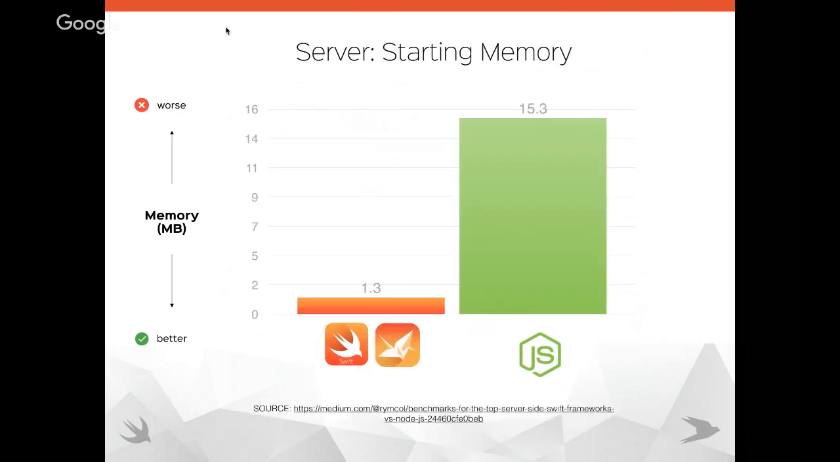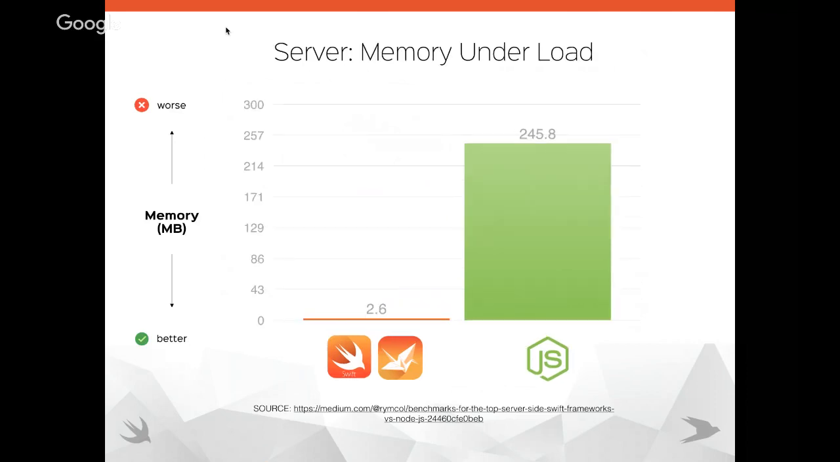Starting memory. Once again, this is taken from Ryan Collins' studies. Node.js, having exactly the same application effectively built in Node.js, fired up, measured in terms of starting memory, and then the same application in Perfect, in Swift, and it consumes a lot less memory. Now let's have a look and see what actually happens when the load is increased.